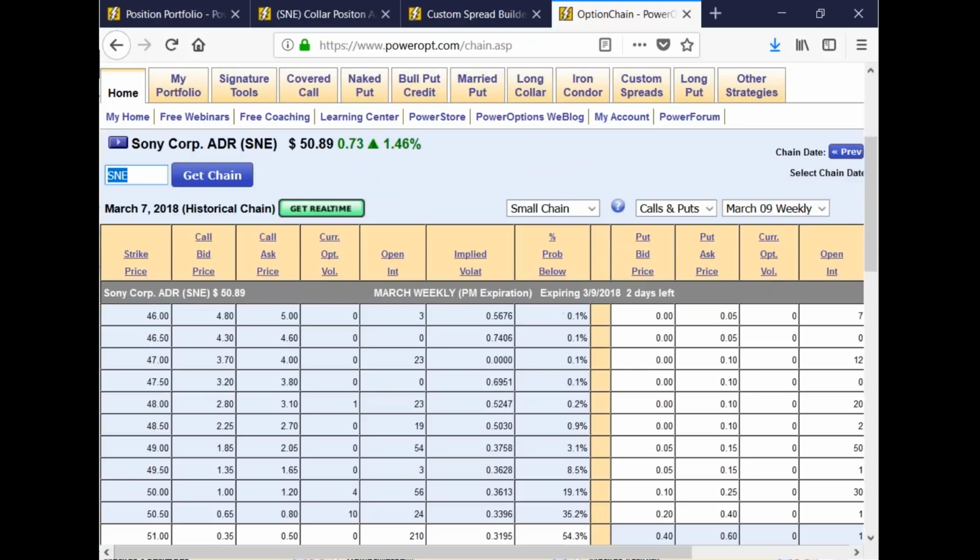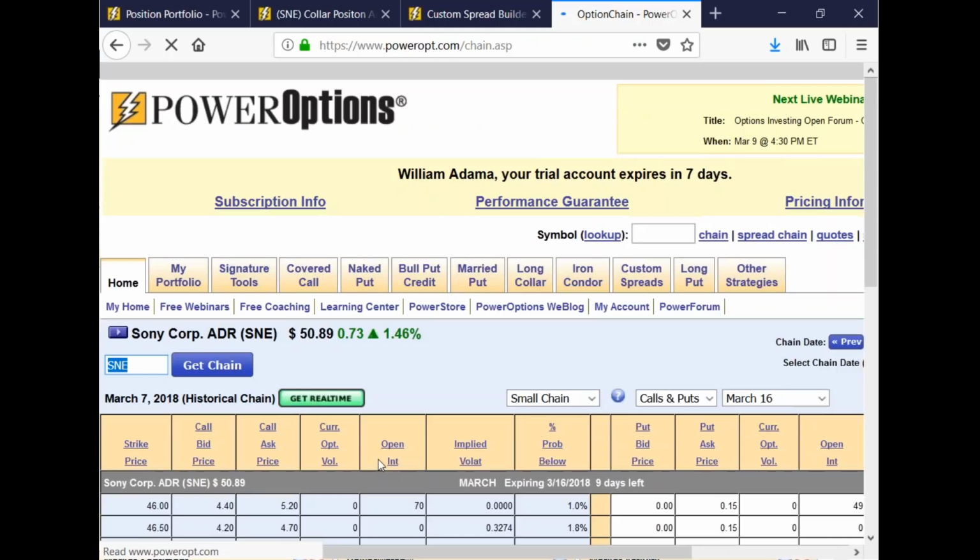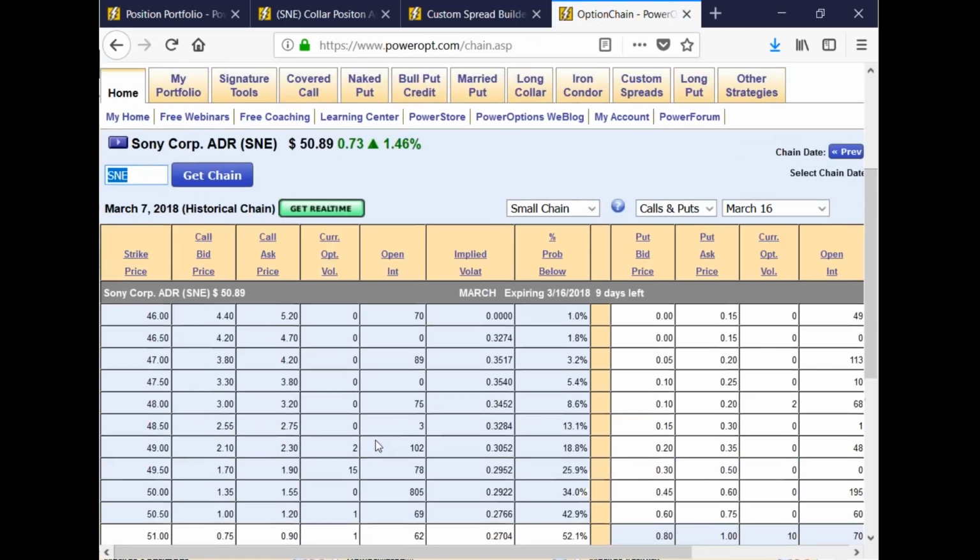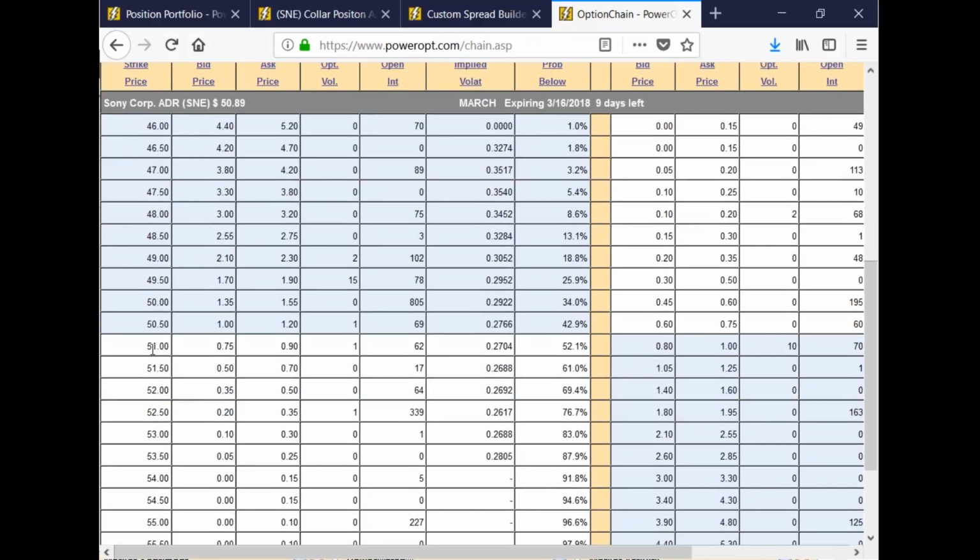And instead of the 9th, let's say we went to the 16th. Okay, now this one isn't really going to work, but let's say we went to the 16th. We got 60 cents for the 51.50. And for the 49.50, we paid 40. All right, we probably wouldn't have entered that trade, but let's say that we did that.